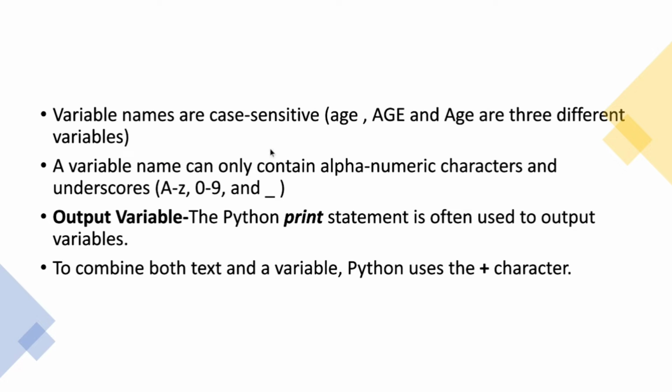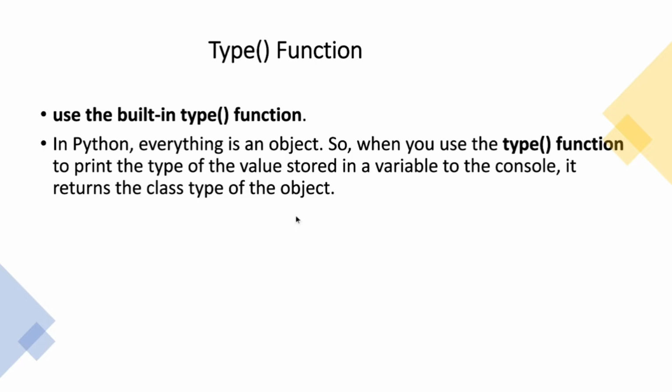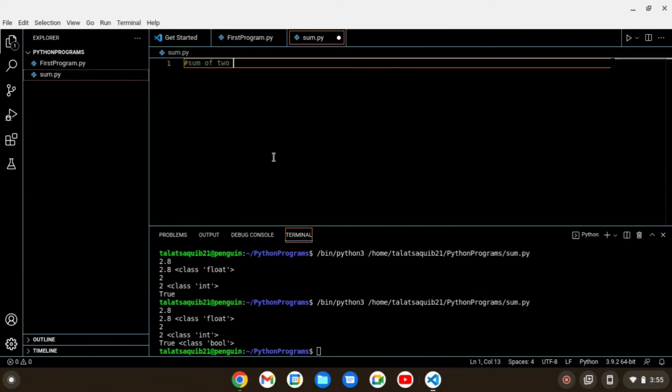So in Python variables, if you are using small h and capital H, both are different. So for the type function, we use the built-in type function. In Python everything is an object. So it returns the class type of the object. Okay.